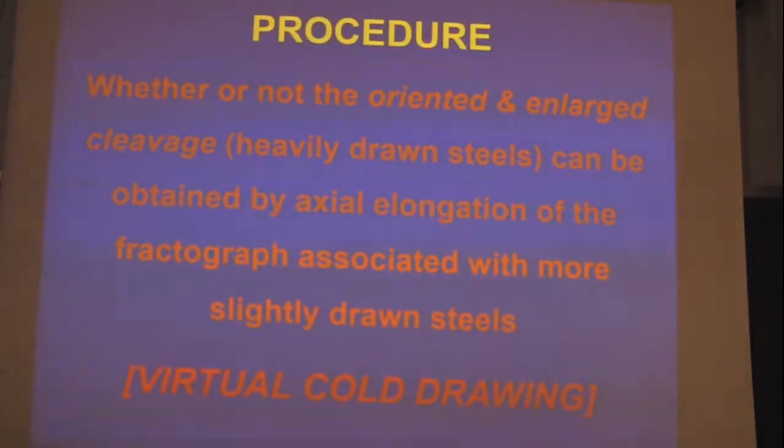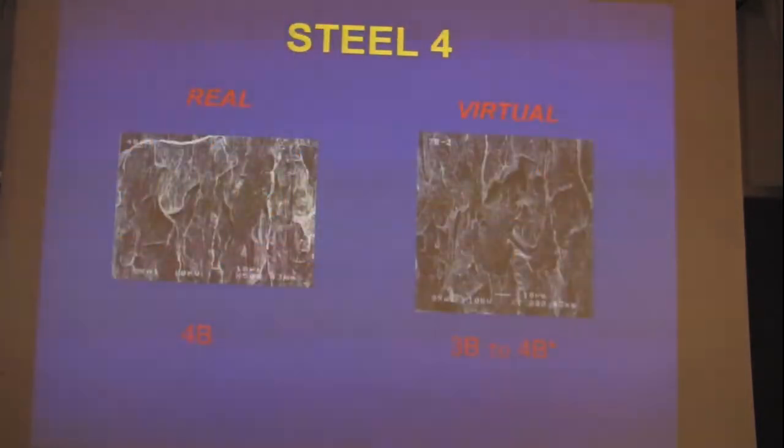The procedure is to analyze whether or not the oriented and enlarged cleavage in heavily drawn steels can be obtained by axial elongation of the fractal graph associated with more slightly drawn steels. The same as we did with hydrogen-assisted damage topography, hydrogen-assisted microdamage. This is a kind of virtual cold drawing, computer-assisted cold drawing, very cold, without condition.